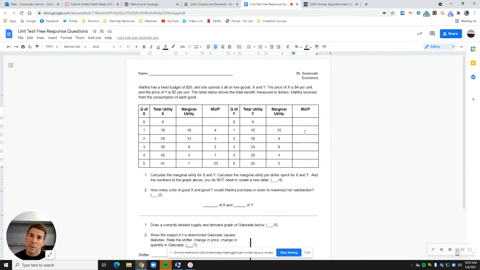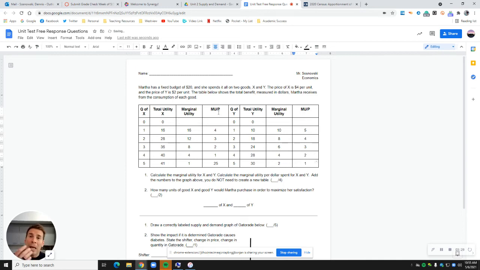And then the last one that we want to focus on is here on the right-hand side, marginal utility divided by price. The price of product Y is $2, $2 for each one. So 10 divided by 2 is 5. 8 divided by 2 is 4. 6 divided by 2 is 3. 4 divided by 2 is 2. 2 divided by 2 is 1.